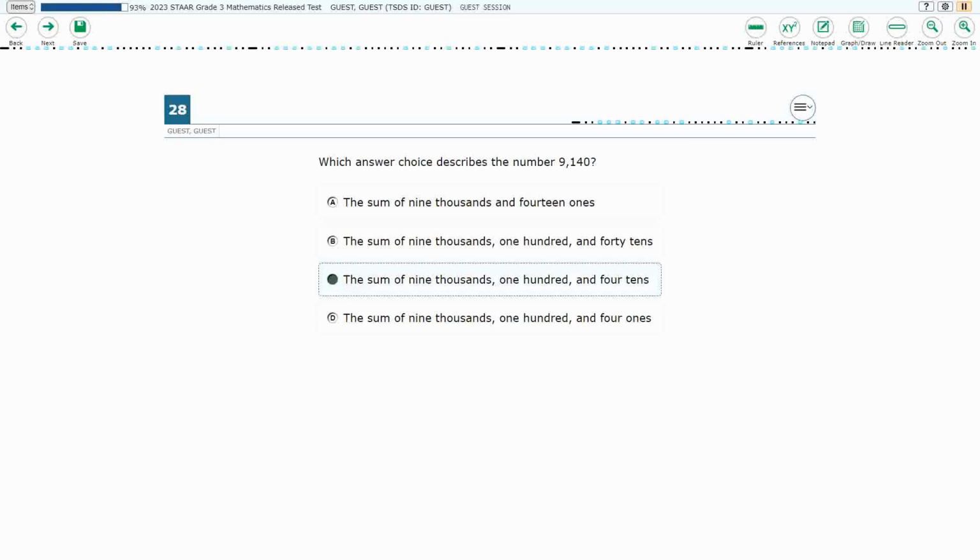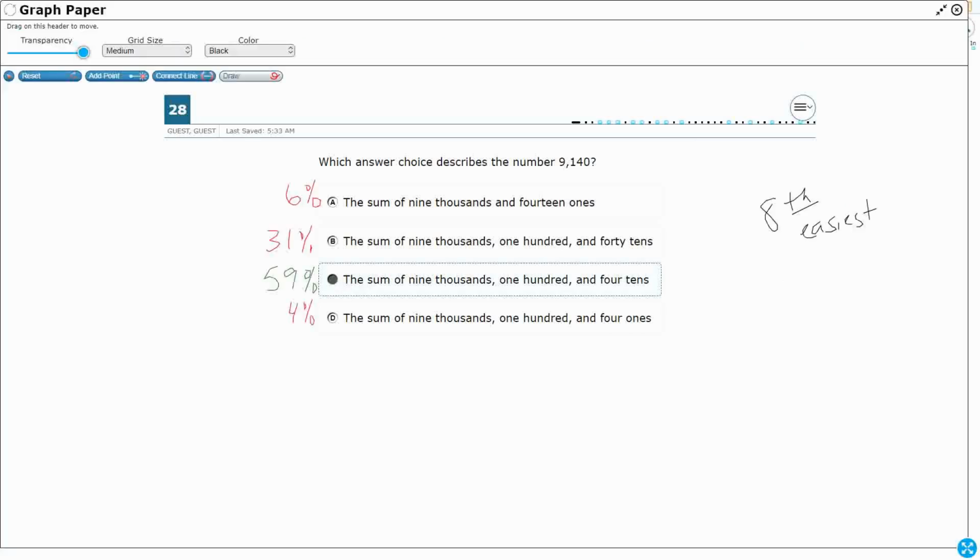Let's see how we did across the state of Texas. So this was the 8th easiest problem. You see, we almost had 60%. And really, there's only one other answer choice that even got any notice, and this was B. And this is where it gets tricky, right? So this was the one where it was 9,100. But then you had the 40 tens, and so you had to stack those 40 tens right there. That turned that into a 500, right? That was the weird one.